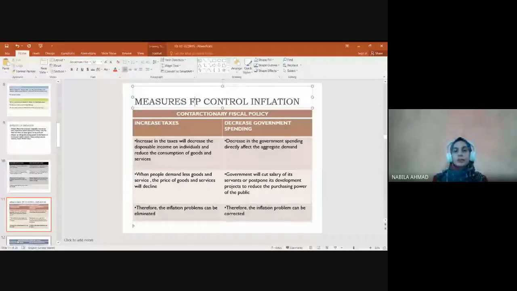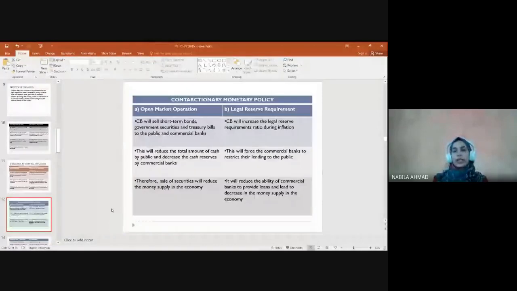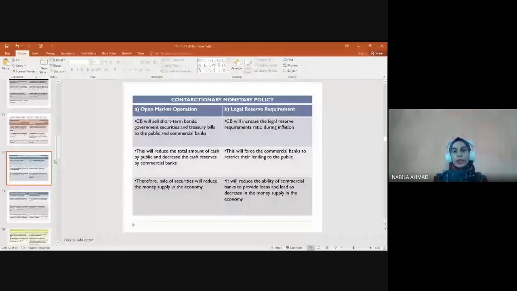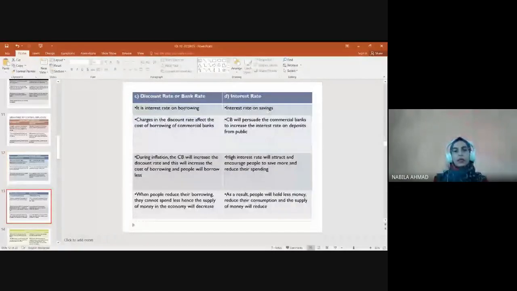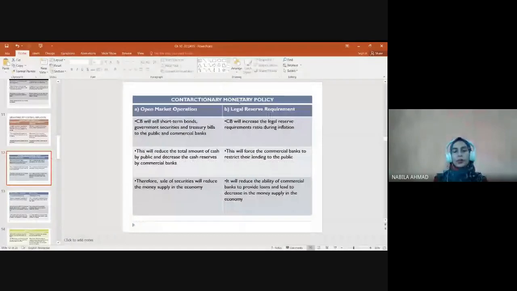Okay, contractionary monetary policy. Kalau monetary policy kita guna contractionary. Okay, so macam mana kita ada 4 instrumen tu kan, open market operation, legal reserve requirement, dan juga discount rate dan interest rate. So kalau kita guna contractionary monetary policy, open market operation macam mana? Central bank will sell short-term bond, government security and treasury bill to the public and commercial bank. So this will reduce the amount of cash held by the public and decrease the cash reserve of commercial banks. Therefore, sale of security will reduce the money supply.